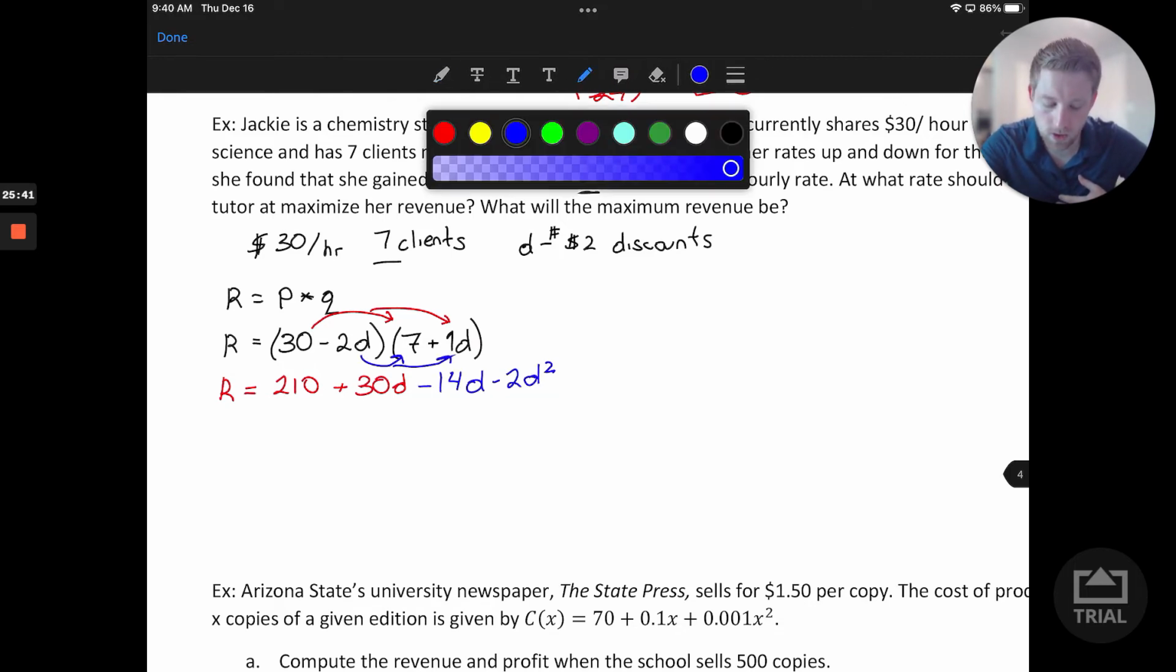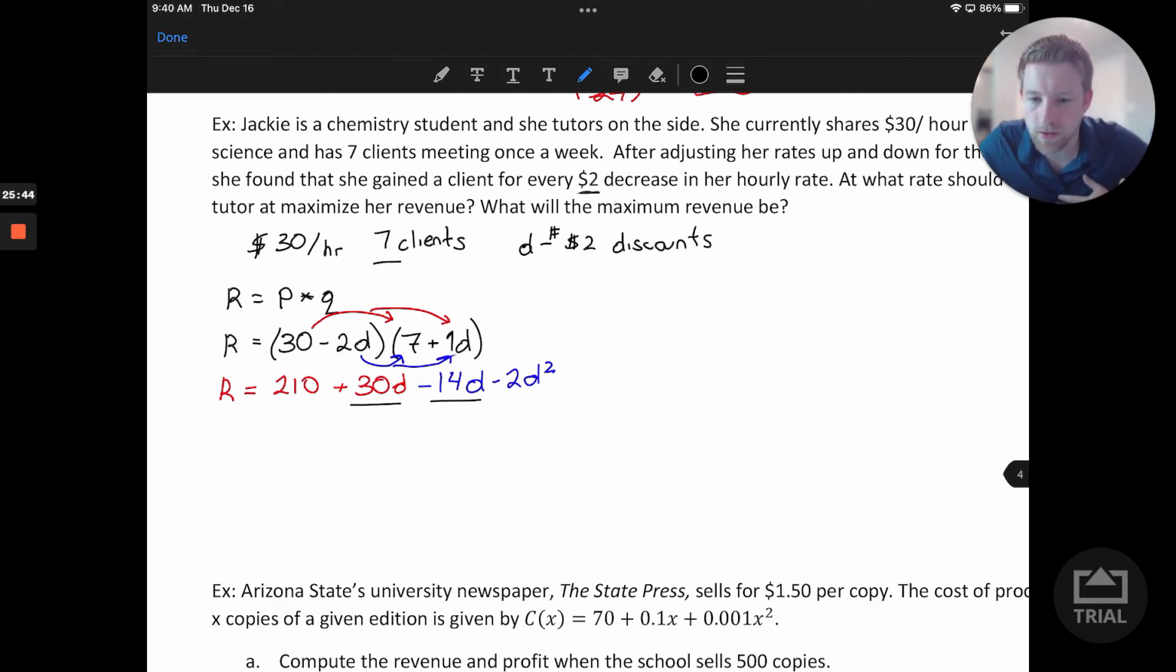If we go to add like terms here, looks like those middle terms will reduce down to 16D. So we have the revenue is going to be 210 plus 16D minus 2D squared. So here again, we have a nice revenue function to work with. We'd like to maximize this. And we'll find the number of discounts to maximize. And then we'll have to consider what her actual rate is going to be in terms of price.